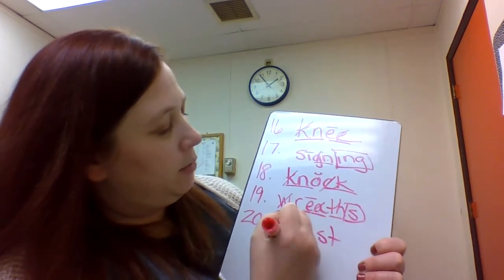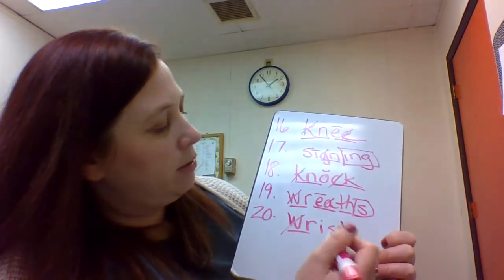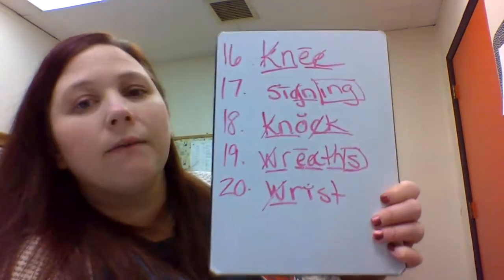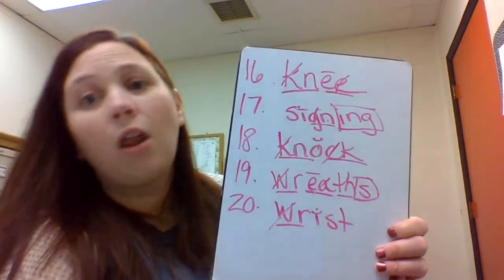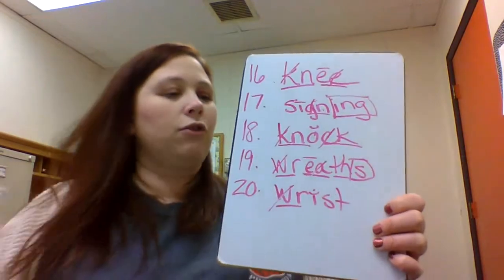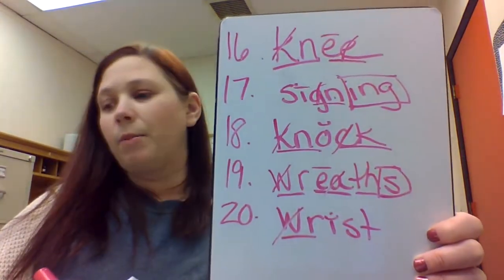Here we have that WR digraph, mark off our W, and then our I gets a brev. And we are done. Draw a line over to the picture that matches one of these words. Make sure you have them all.